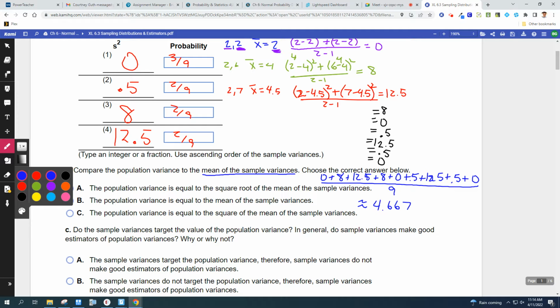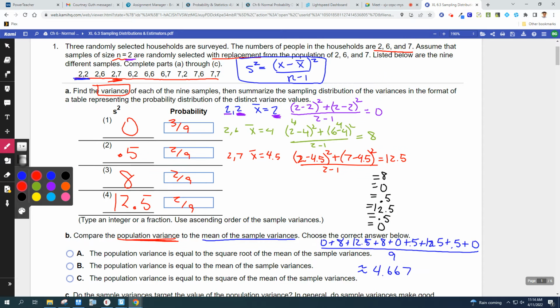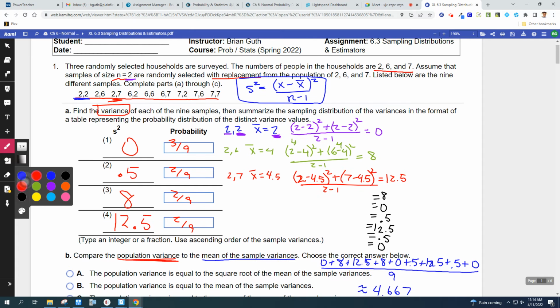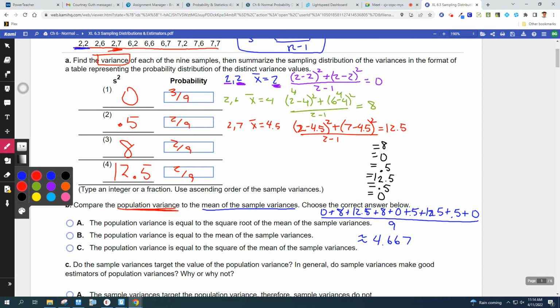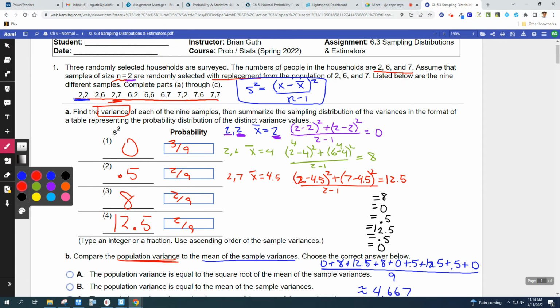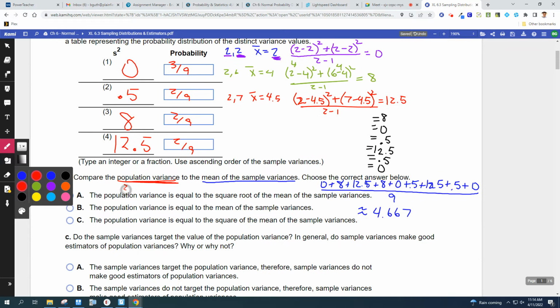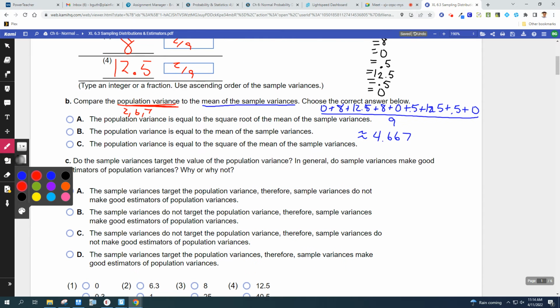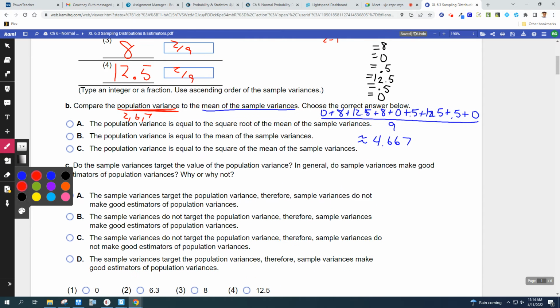Now we want to calculate the population variance. Am I going too fast? So the population variance is easier to calculate. You don't have to do it 9 times. You just have to look at your numbers. Going back, your original numbers are 2, 6, and 7, right? So we're looking at those numbers, and we just have to do that same formula on those 3 numbers, essentially.